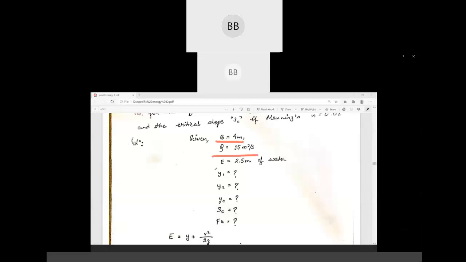So the depth of flow, 4 meter, is given, discharge is given, specific energy is also given. Y1 we need to calculate, y2 also we need to calculate. Then we have the critical depth. That is the second part of the question, which we are also going to discuss. First we are going to find the y1 and y2 values, and then we are going to find the Froude number for each depth.